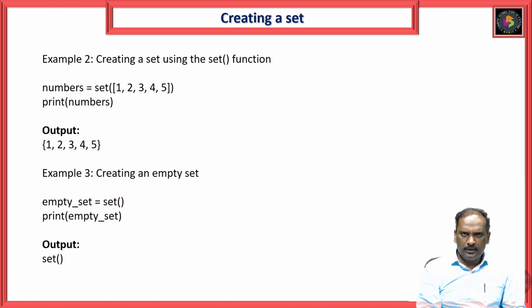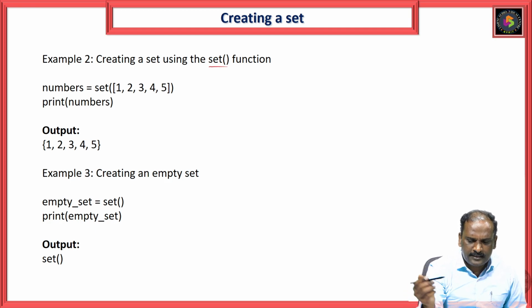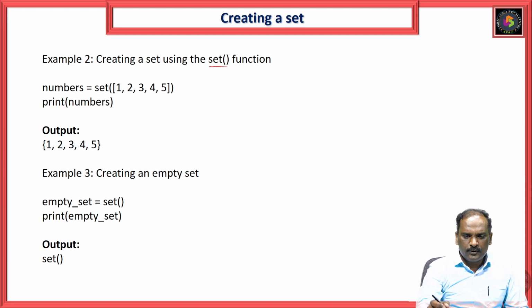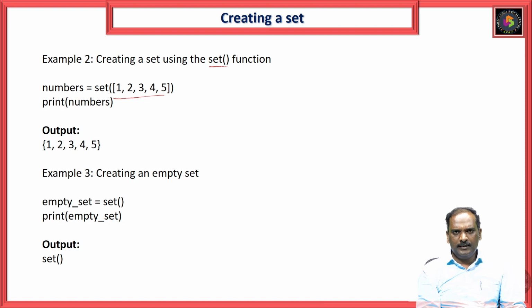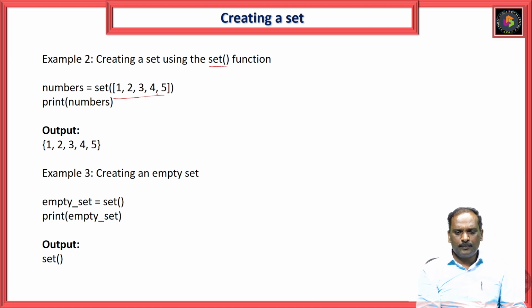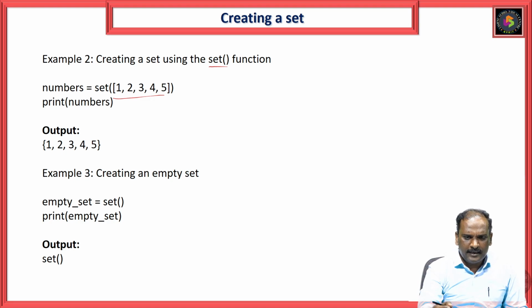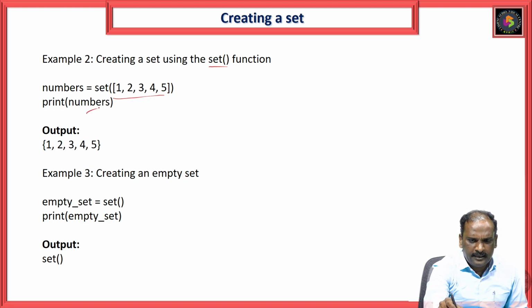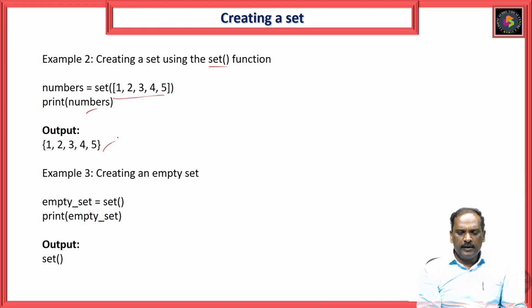Now example 2. We can create a set by using the set function also. Here I have used the variable name numbers. Here I am applying the set function on a list of elements. A list of elements means the elements are enclosed inside square brackets. So here you can observe 1, 2, 3, 4, 5 separated by commas enclosed inside the square brackets. Now I am applying the set function on the list of elements. When I print the variable numbers, I am getting the values 1, 2, 3, 4, 5 enclosed inside curly braces. So numbers is of set type.